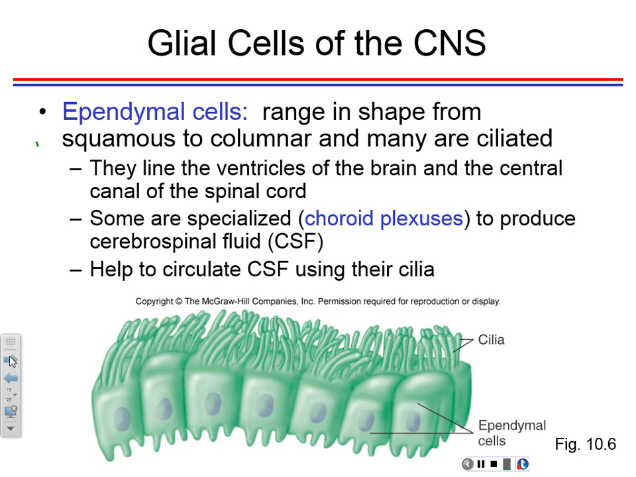Remember we did, and some of them are squamous. What kind of cell is a squamous cell? Flat. Flat, yes, we did that, remember? So they line the ventricles of the brain. Ventricles of the brain do what? They are sort of chambers in the brain that are filled with this fluid, okay?